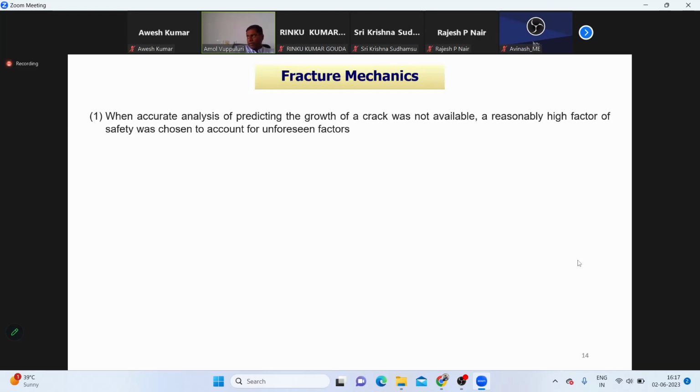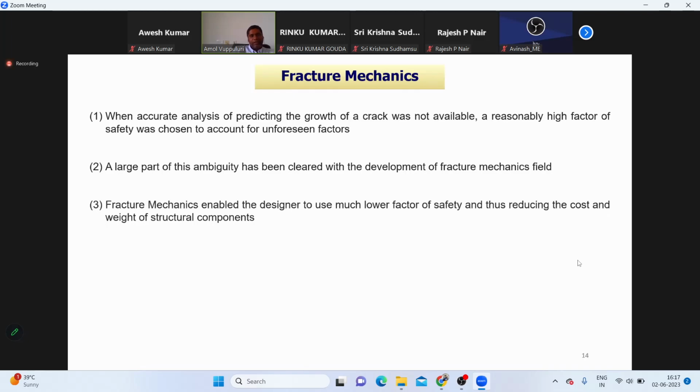For example, if you are making an aircraft, you have to really make a beautiful compromise between the strength and the weight. Okay? So that aid was provided by fracture mechanics, which has led people to come up with a design where you can improve the strength of the material and at the same time not compromise on the weight side. So a large part of ambiguity has been cleared with the development of fracture mechanics. Okay. So fracture mechanics also enables the designer to use a much lower factor of safety, thus reducing the weight of the component without compromising its strength or performance.